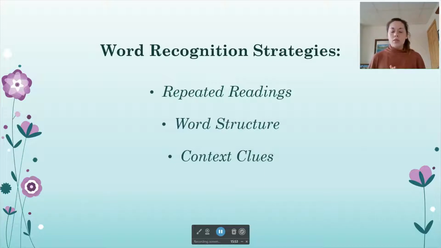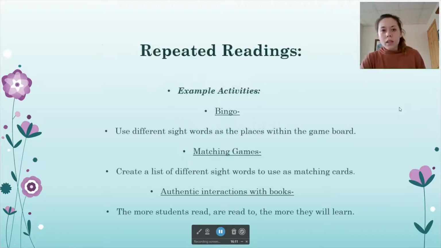I remember when I first saw these, without reading what they were all about, I wondered how these are strategies. I get why repeated readings is a strategy, but what do you mean by word structure and context clues? How are those word recognition strategies? Then I read what they're all about, so I'll tell you as well.